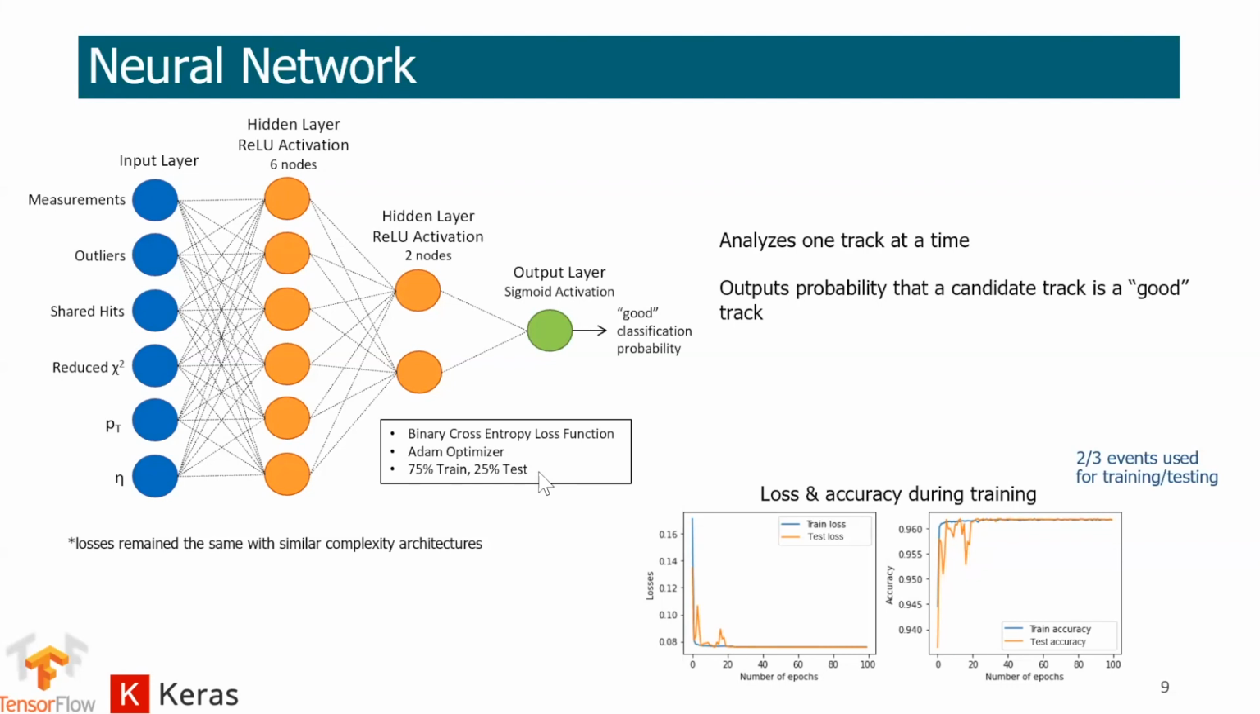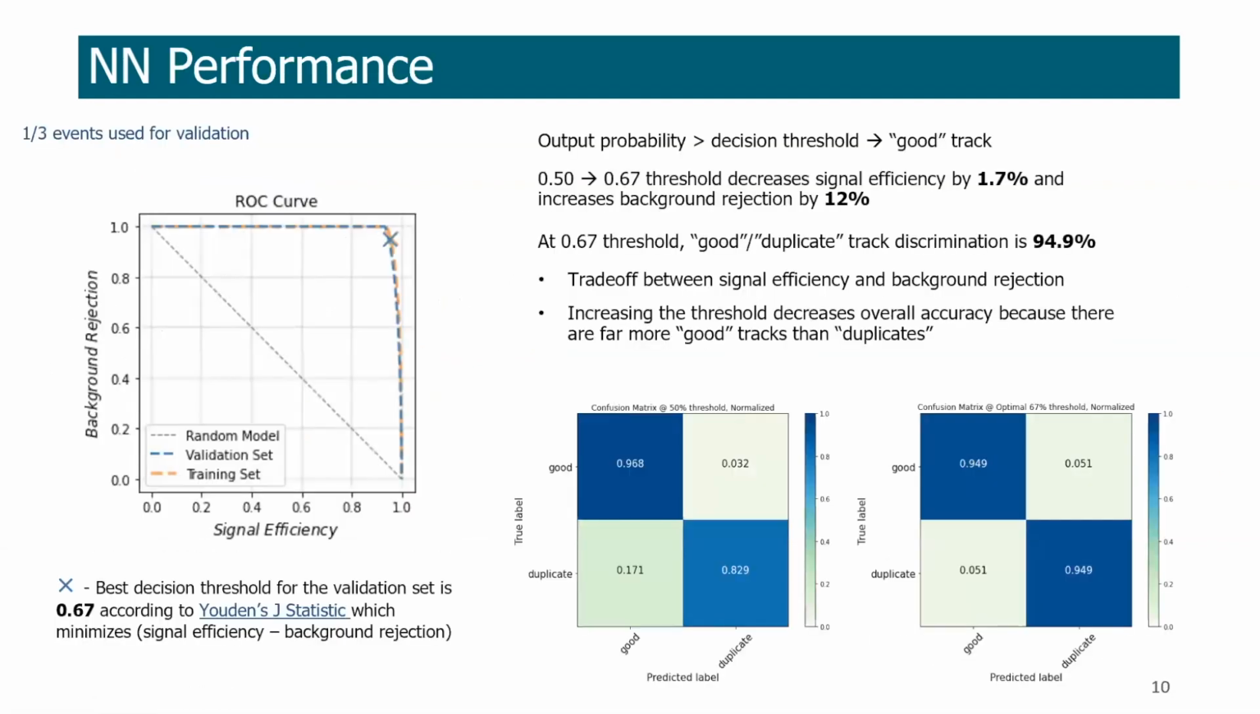And 75% of the tracks were used to train the net and 25% were used to test its performance and tune hyperparameters such as the number of layers or nodes and activation functions. So 1/3 of the simulated events were used as the validation set to check the neural net's learning.